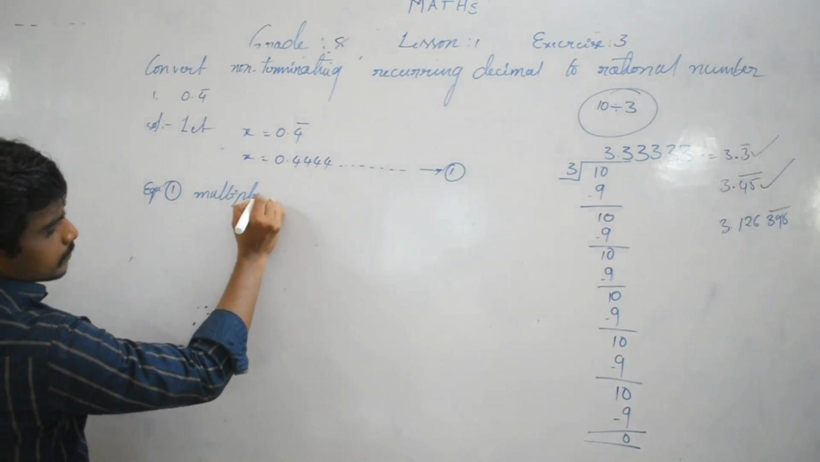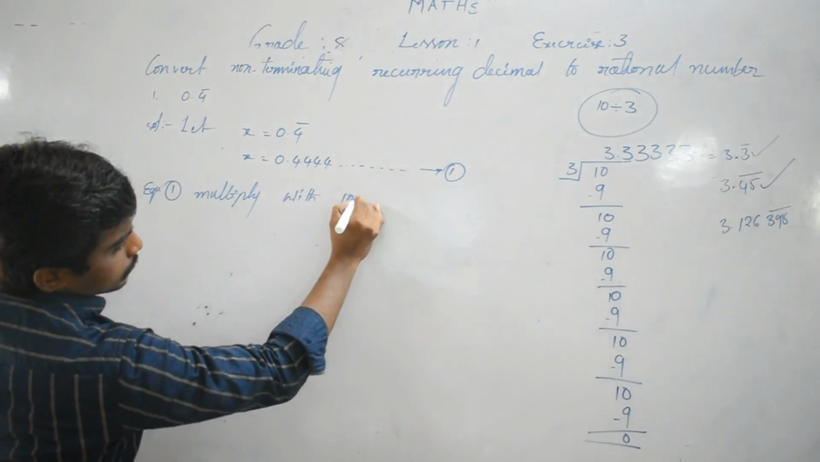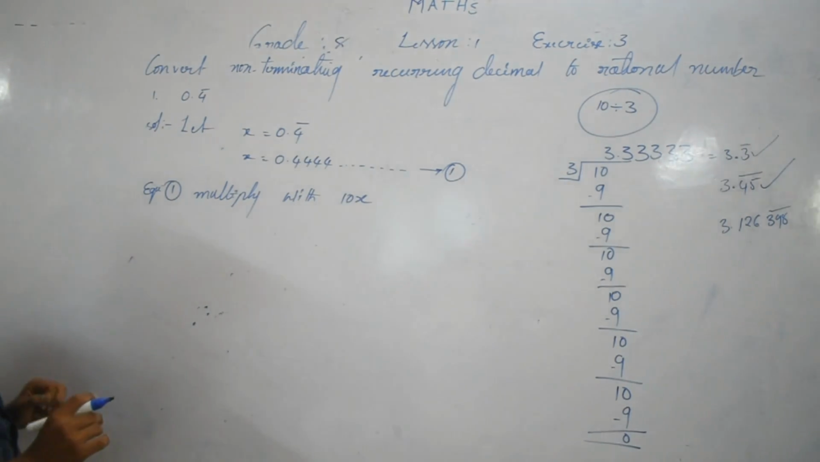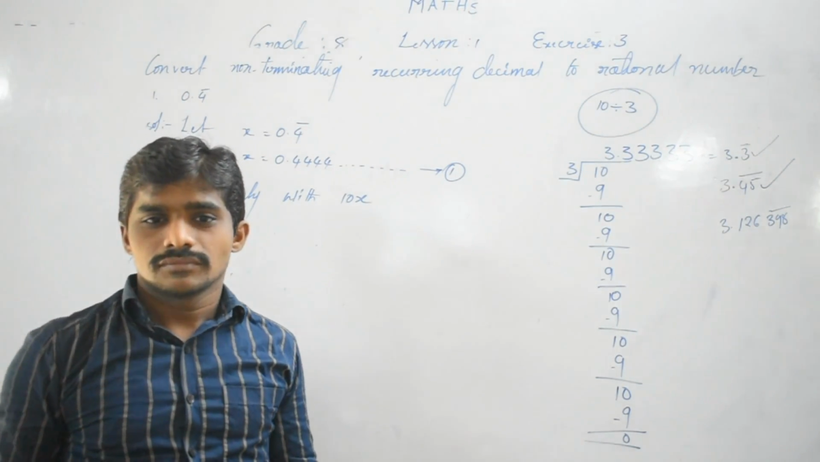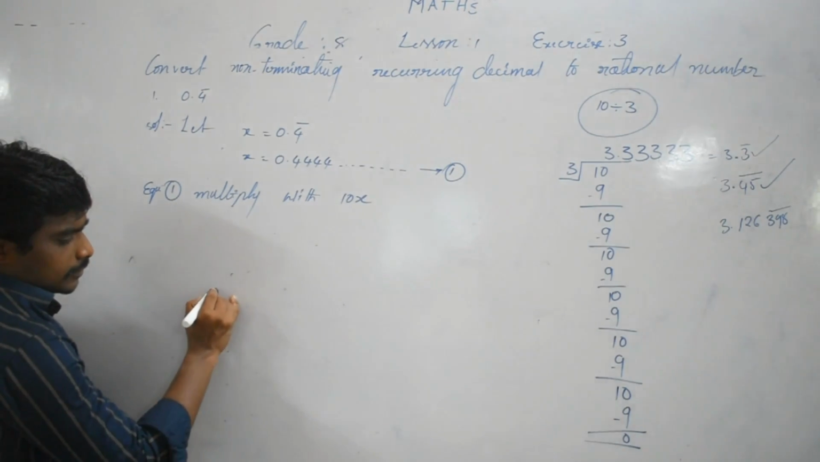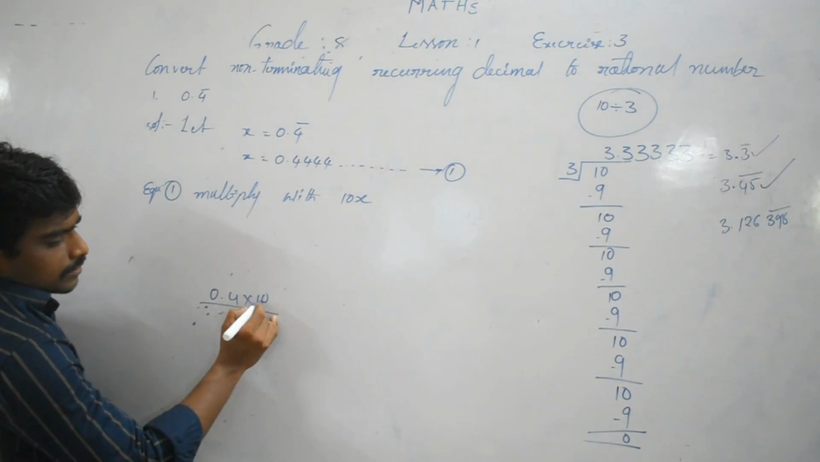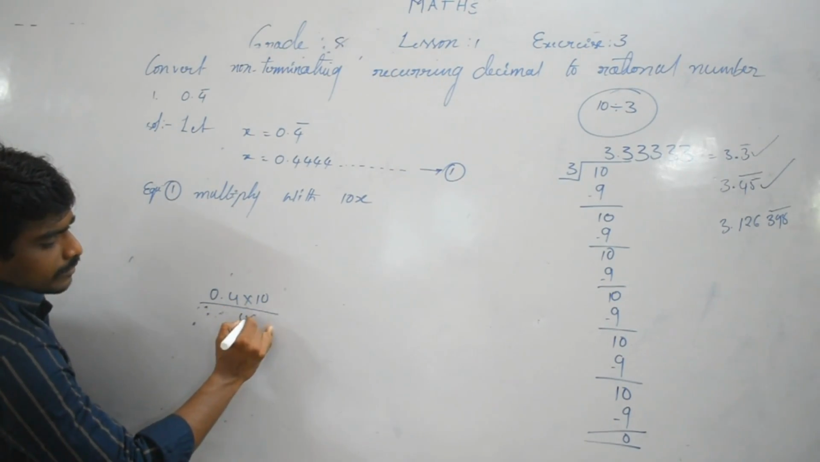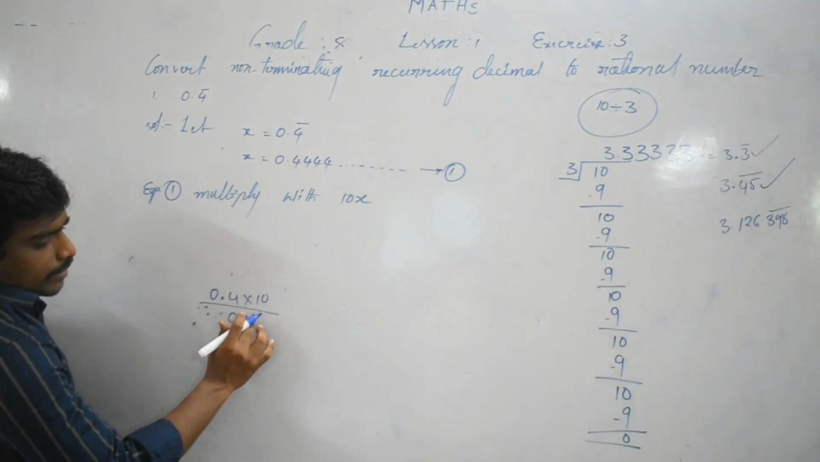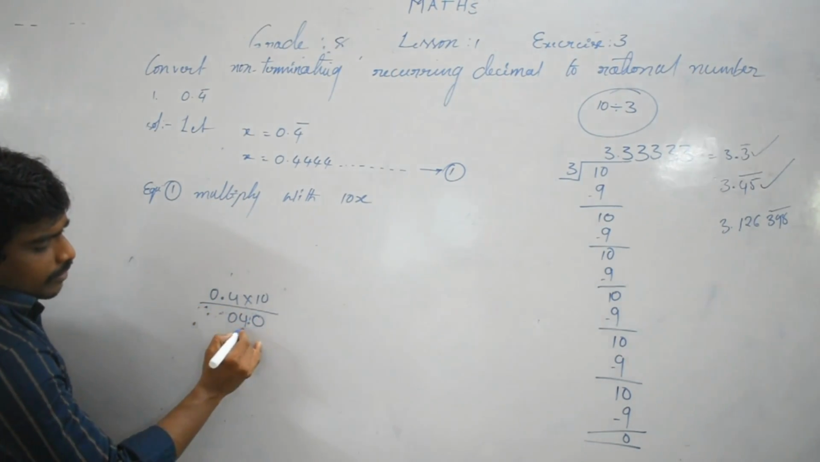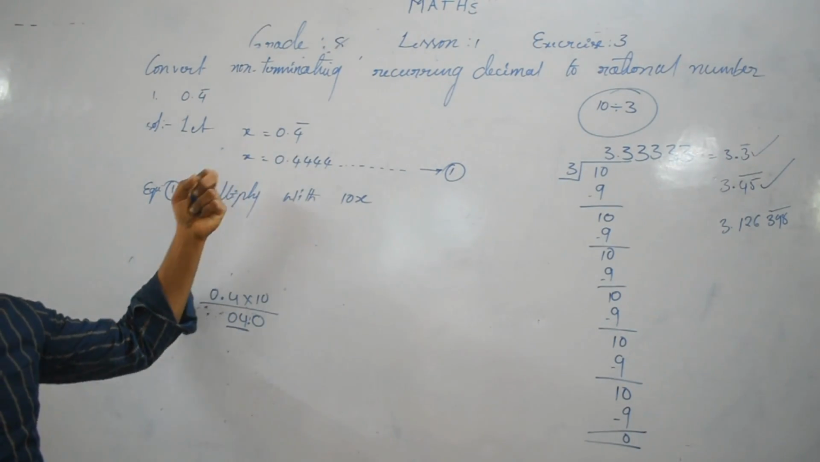Multiply with 10. Why are we multiplying with 10? Take 0.4. We are converting it to a whole number. So 4 tens are 40, and 0 tens are 0. Here the point comes after one number. What is this number? 4. So here this is converted to the whole number.